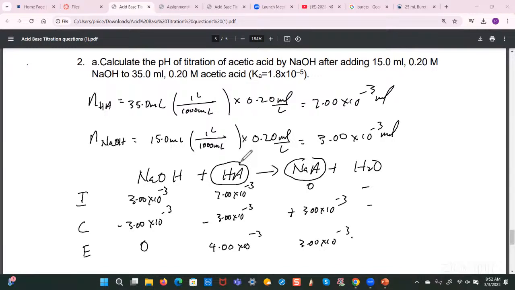And there is a special name given to a combination of a solution where you have a weak acid and the salt of that acid in that solution. What do we call that solution? A buffer solution, right? So basically at this point we have a buffer solution. And there is an equation for calculating the pH of a buffer solution directly. What's that equation?